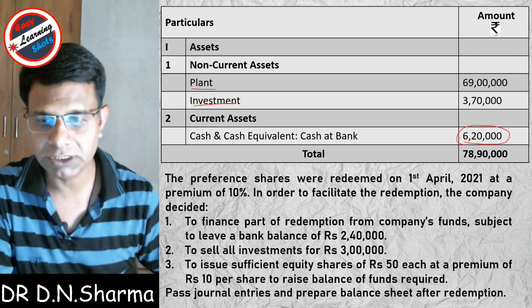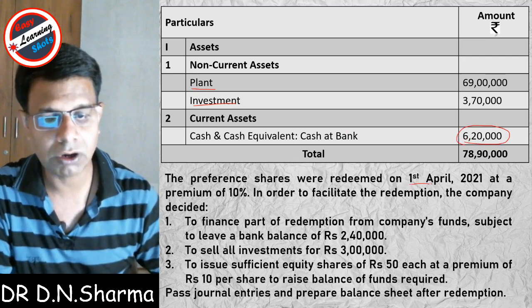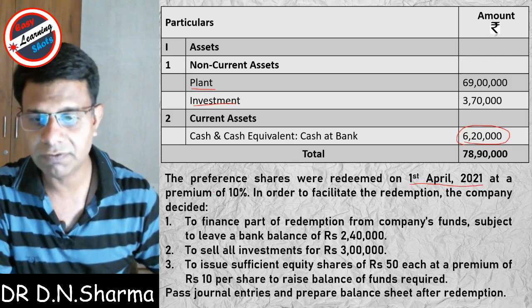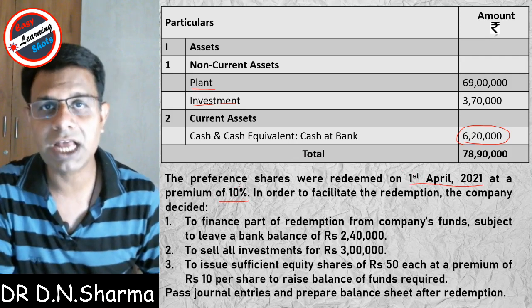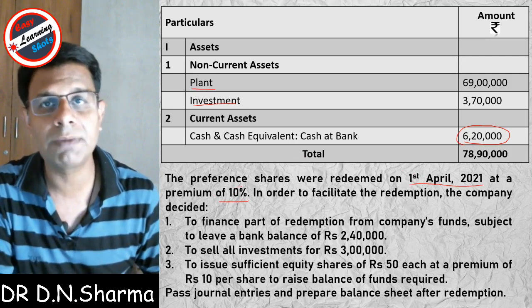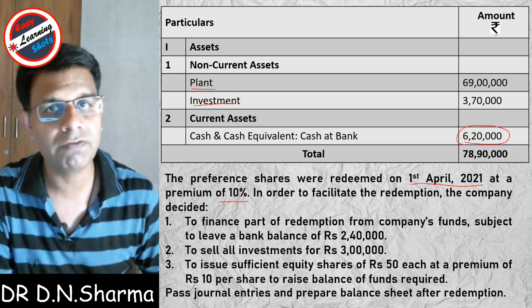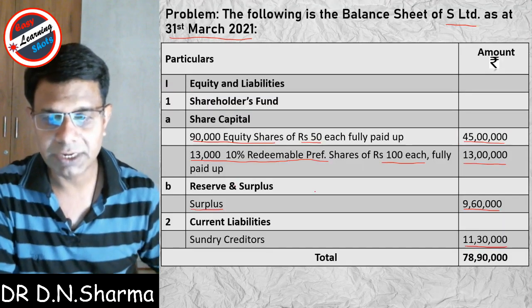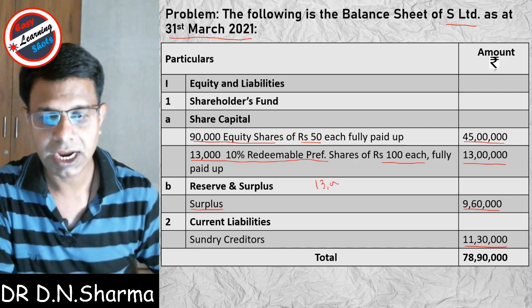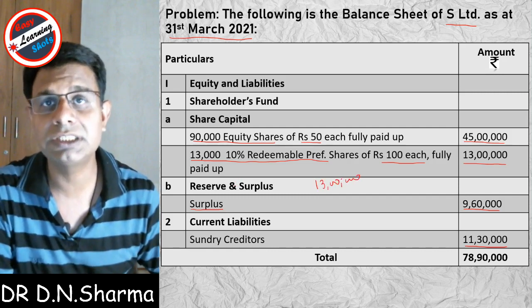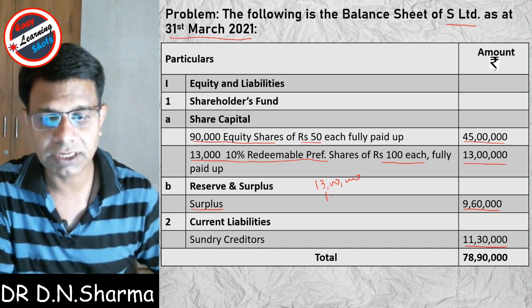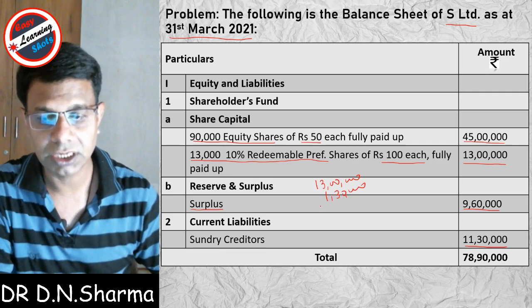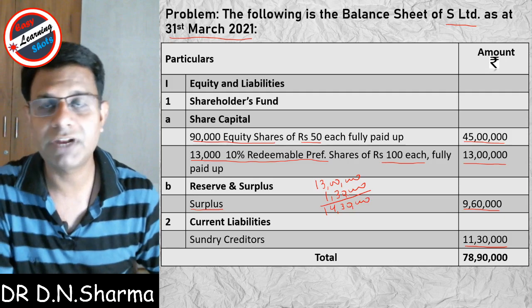In additional information, preference shares were redeemed on 1st April 2021 at a premium of 10%. Now the company gives premium at the time of redemption, and premium is the extra amount other than the nominal capital of preference shares. Here our nominal capital is 13 lakh rupees, and 10% is the premium which the company pays at the time of redemption. So 10% of 13 lakh is 1,30,000. So the company pays 14,30,000 to its preference shareholders.